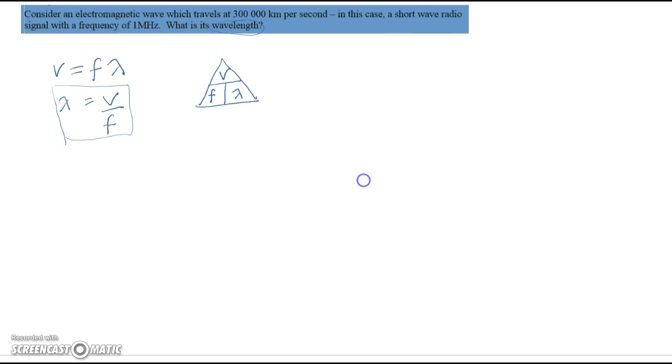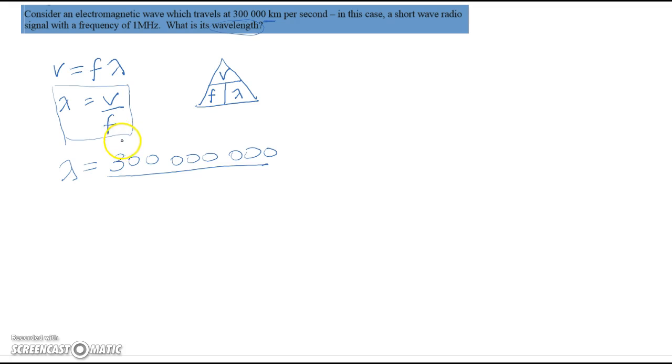Okay, so then we need to put in what we know. So to find our lambda, we need to have our velocity, which has to be in meters per second. So here, this is actually in kilometers, so we need to times that by 1,000. So that value is going to be 300,000 with 3 extra zeros, so we're timesing it by another 1,000, and we're dividing it by frequency.